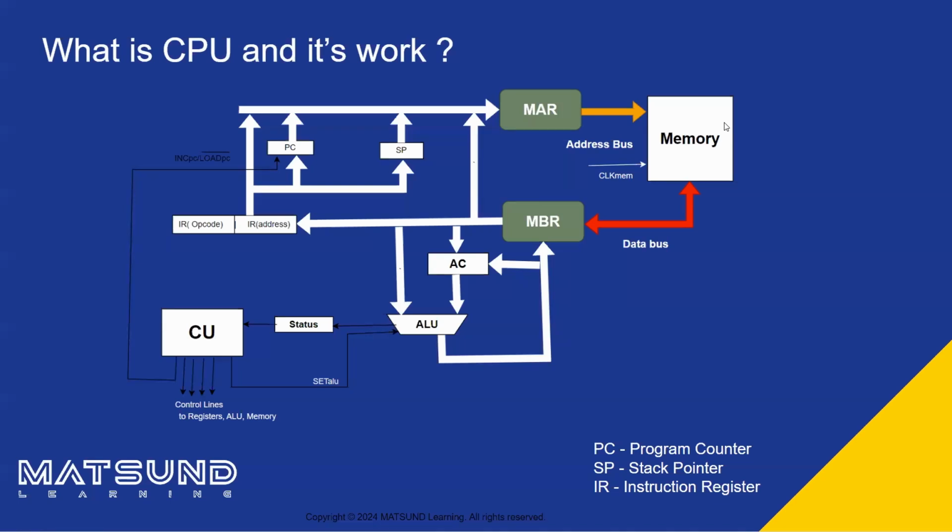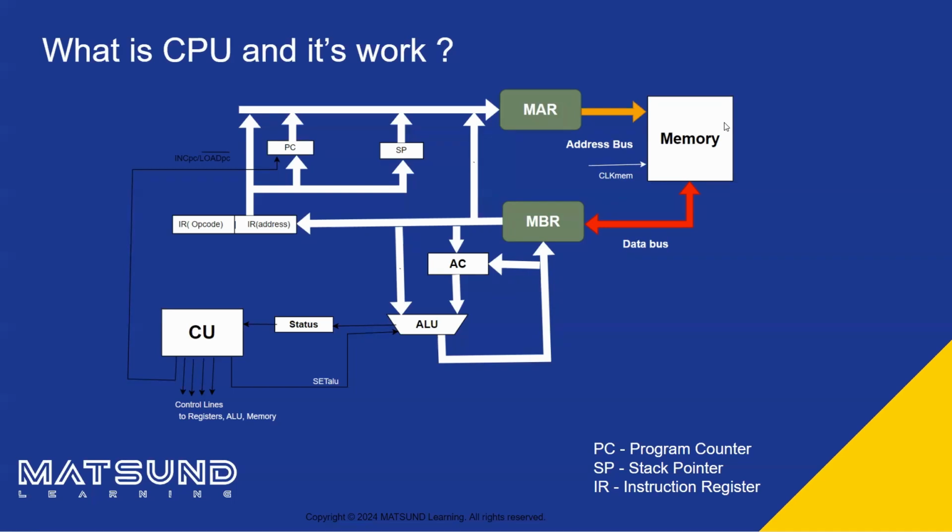The PC sends the address of the next instruction to the MAR. The MAR tells the memory the address of the next instruction using the address bus. The next instruction is transferred to the MBR and sent to the IR for execution. The CU decodes the instruction in the IR to understand what operation is required. For executing, the CU directs the ALU to perform the operation.